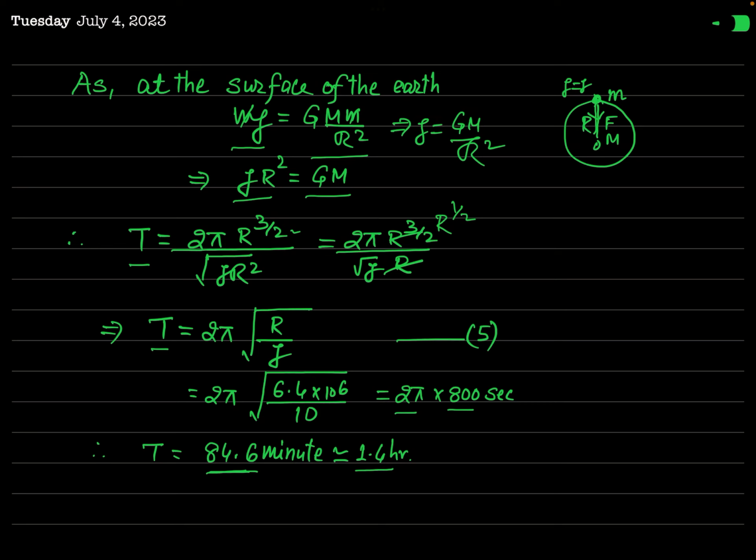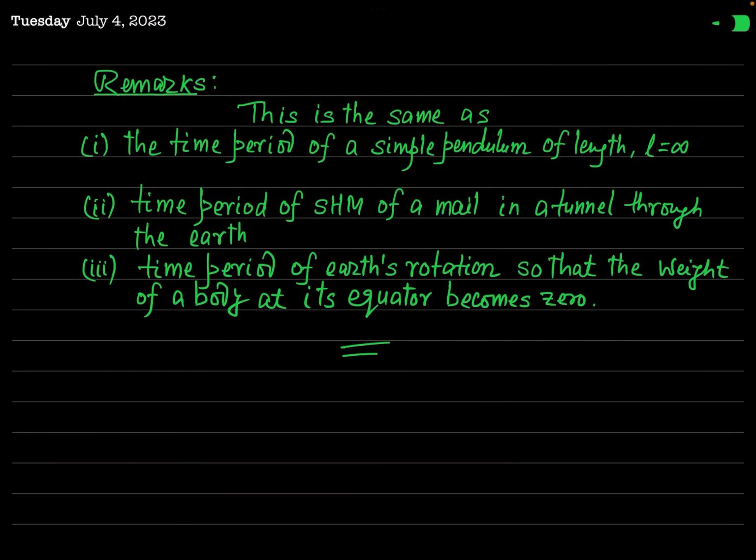Okay, this is actually a very well known result. This formula which I have mentioned here is a very important formula, because there are several situations where you will see that the time period is like this, 2 pi root over R by g. This is a well known result. I have mentioned here three situations. Along with that situation, there are three more situations in physics where you find that the time period is the same, that is 84.6 minutes.